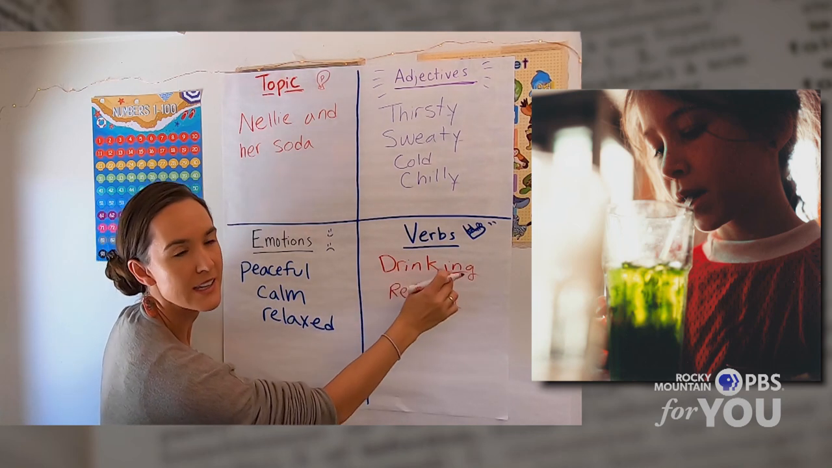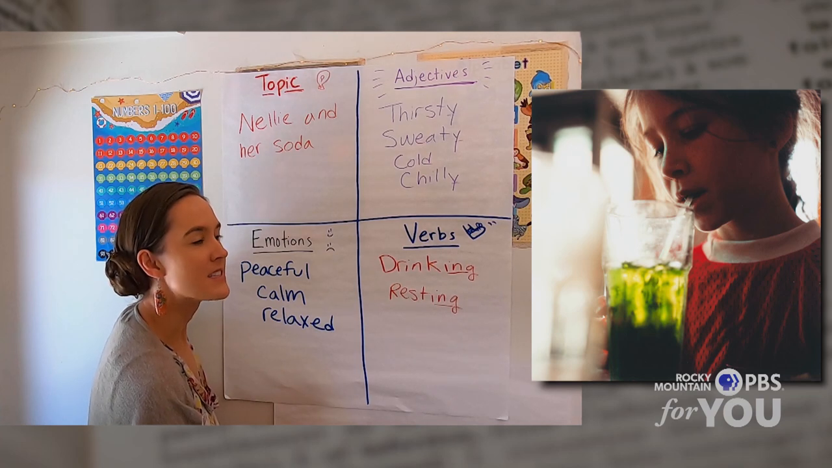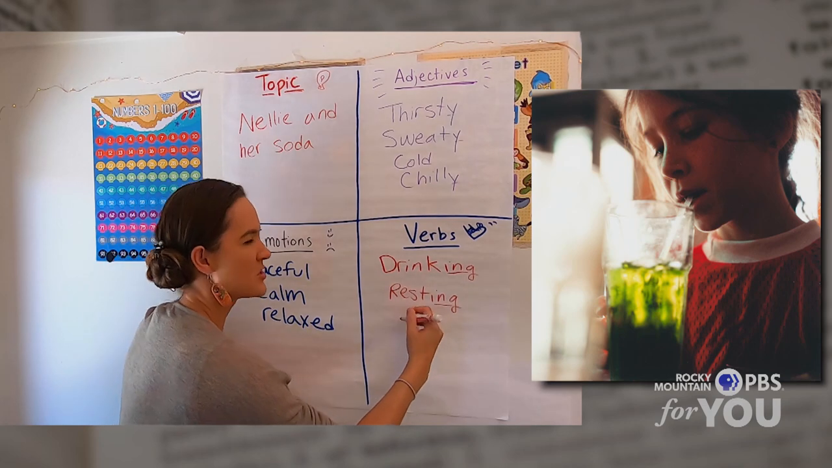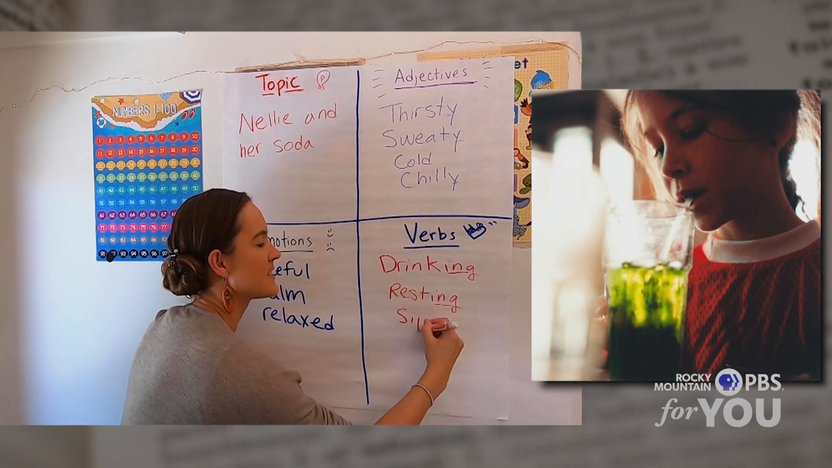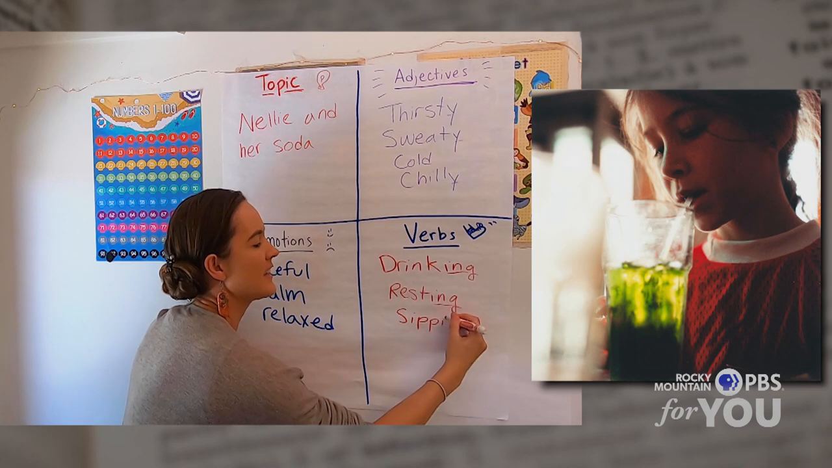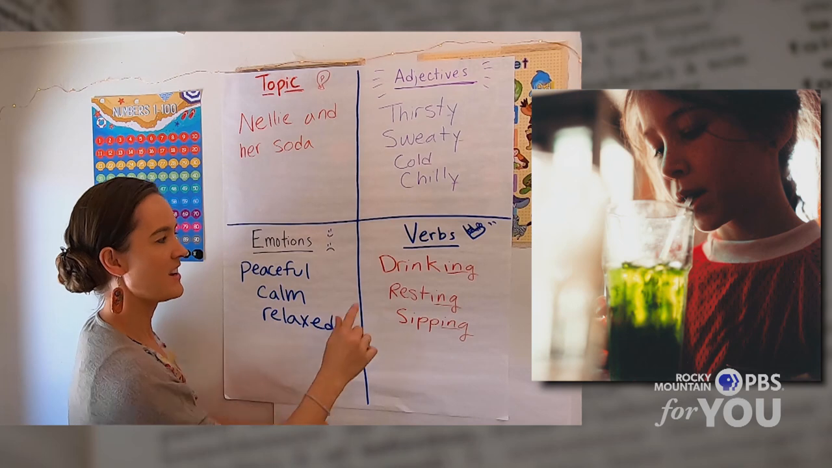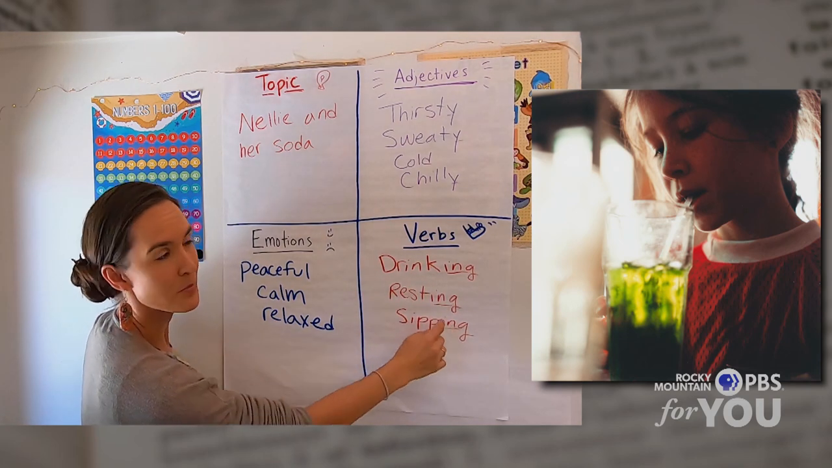Nellie is drinking. What else? Nellie is sipping. Sipping, right? Maybe she's not drinking real fast. She's sipping. There's that three letters, I-N-G. Nellie is drinking, Nellie is resting, Nellie is sipping.